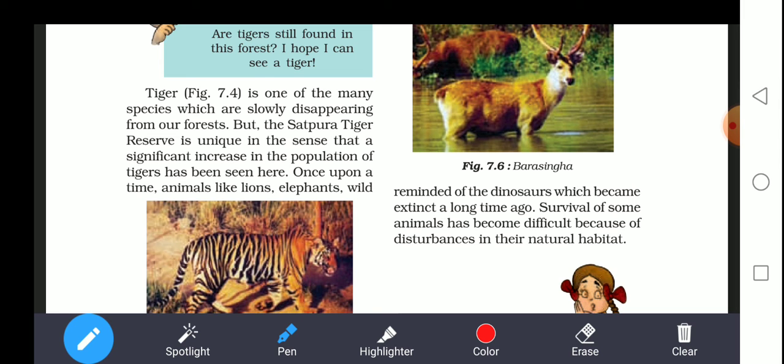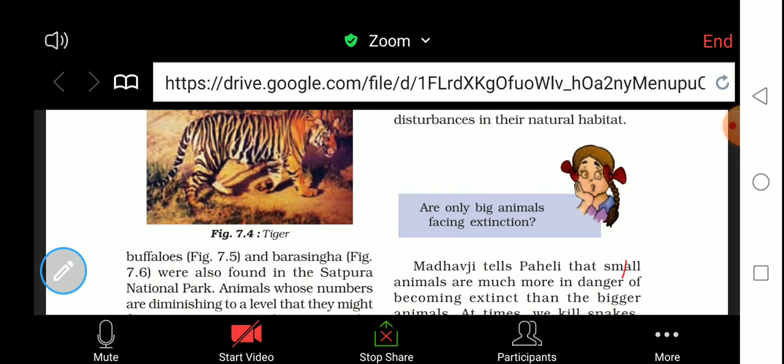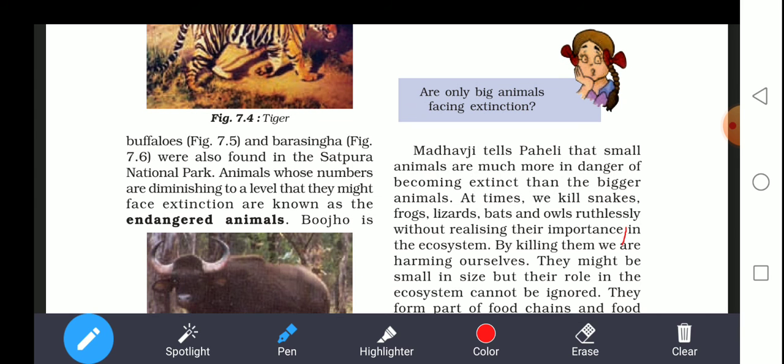So once upon a time, animals like lion, elephants, wild buffalo, and Barasingha were also found in the Satpura National Park. Animals whose numbers are diminishing to a level that they might face extinction are known as endangered animals. What is an endangered animal or endangered species? Those animals whose numbers are reducing day by day, and at one stage, they will become extinct. Extinct means they will no more be found in this universe. Those animals are known as endangered animals, or you can say endangered species.